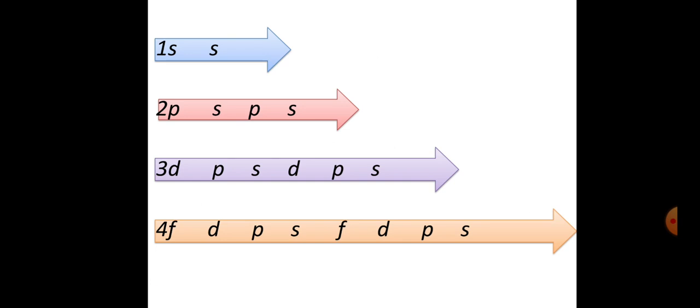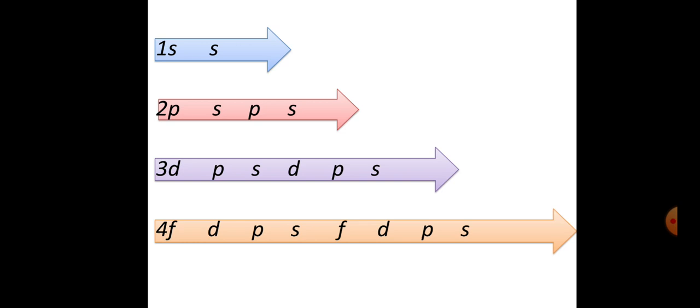So guys, by this I made this series. Now if you follow this, you will never get difficulty writing electronic configuration. So how to follow this? Because s follows the first orbit, p is there in the second orbit, d is there in the third orbit, and f in the fourth orbit.